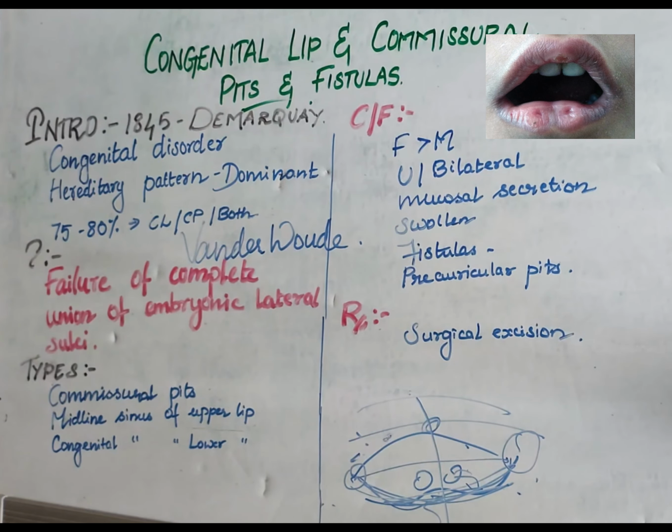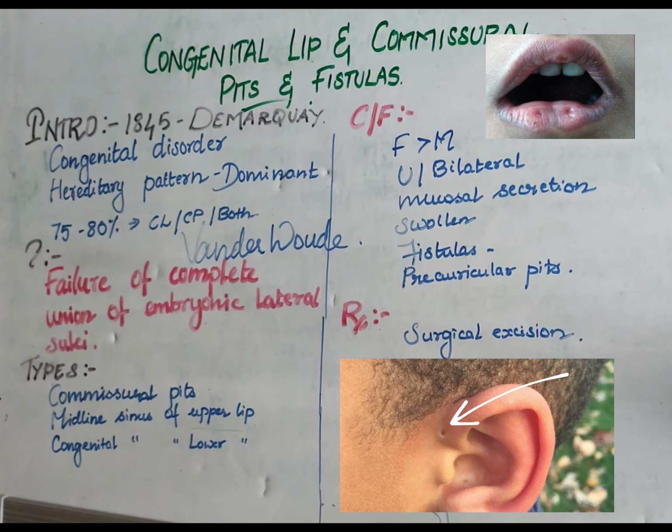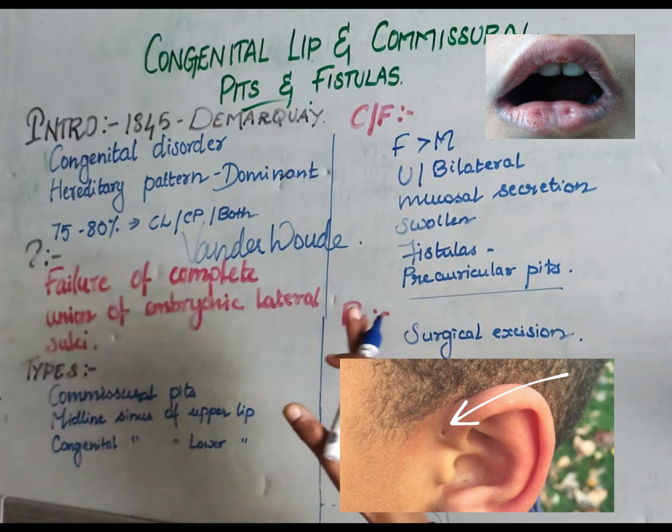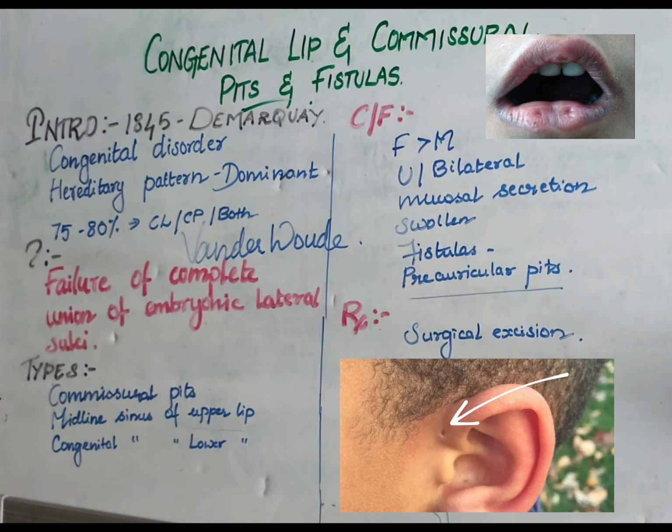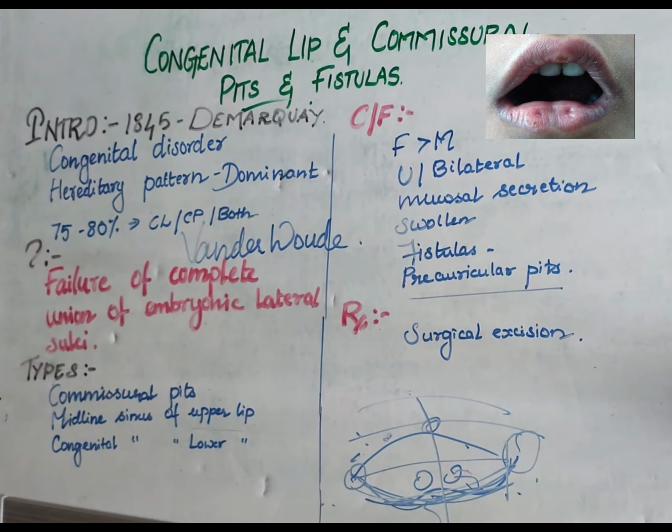When there is an actual fistula, sometimes we can see some fluids coming out. Whether there is an actual fistula, a true duct, is still not clear. In several cases, pre-auricular pits have been seen in patients who have commissural pits. When patients have commissural pits, they may also have pre-auricular pits. What is pre-auricular? Auricular is ear, so in front of the ear region they may have some pits.